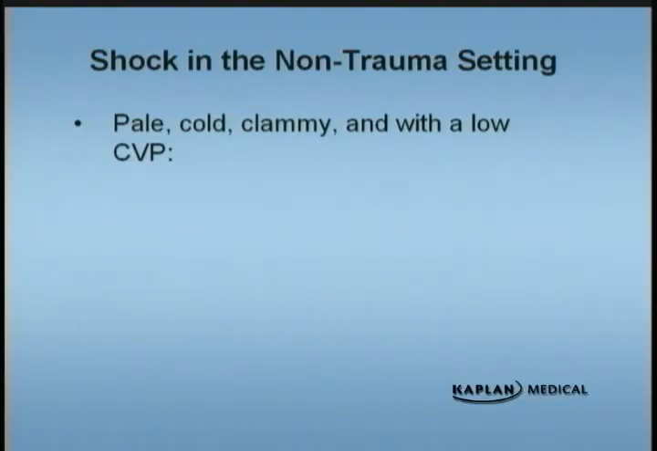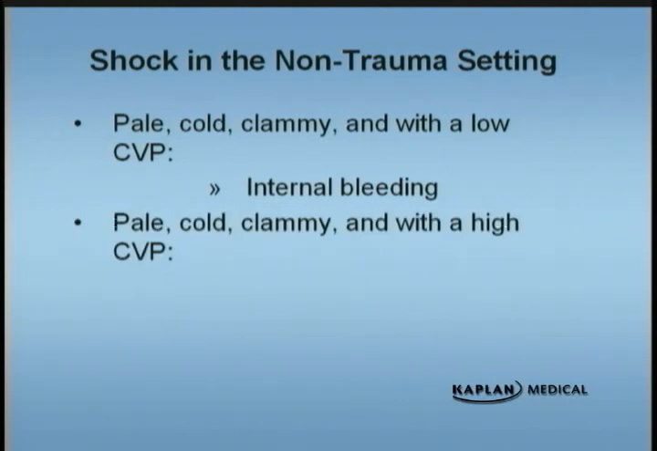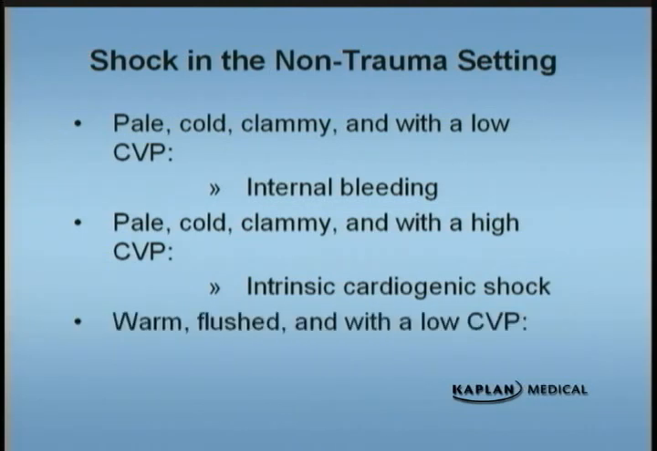Shock not associated with trauma. Okay, so shock in the non-trauma setting. If the patient is pale, cold, clammy, with a low CVP in that setting, it is internal bleeding. But if the patient is pale, cold, clammy, and with a high CVP in that setting, it is intrinsic cardiogenic shock. But on the other hand, if he's warm and flushed with a low CVP, then it is vasomotor shock.